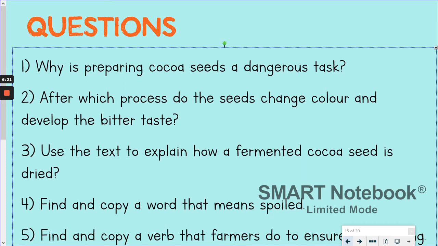Question 2. After which process do the seeds change colour and develop the bitter taste? So find those key words in the text to do with a bitter taste and to do with changing colour. What is the process that comes before this occurs?